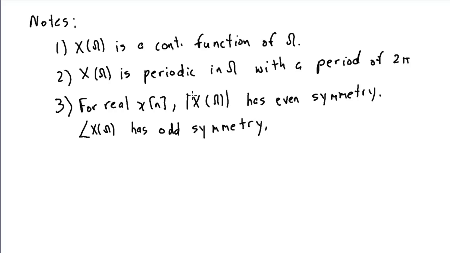Because this function is periodic, it is typically either sketched over the interval from minus pi to pi, or occasionally from 0 to 2 pi. You'll see both intervals used quite frequently. In the next video, we'll look at a couple of examples of computing discrete-time Fourier transforms.